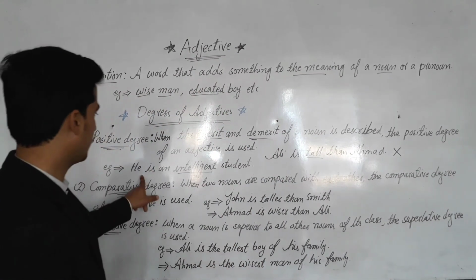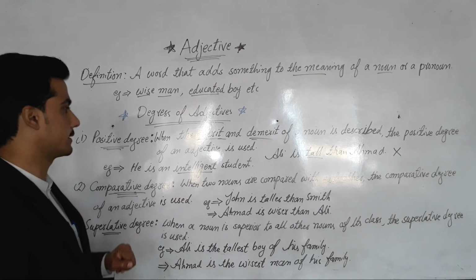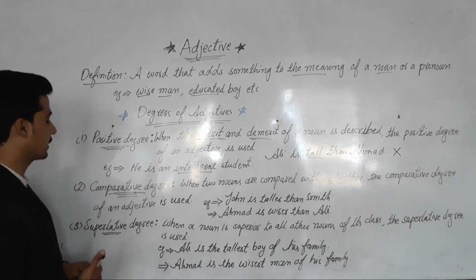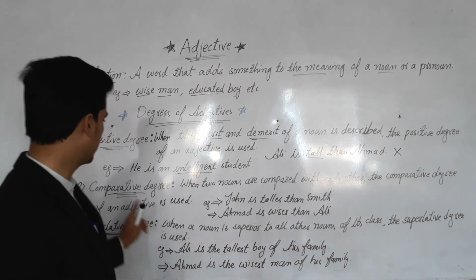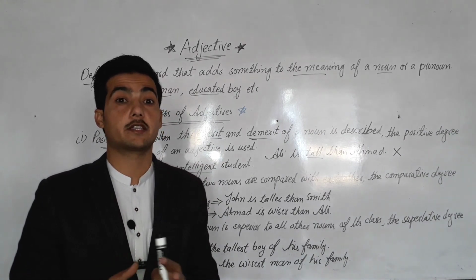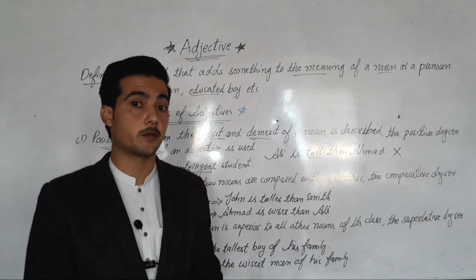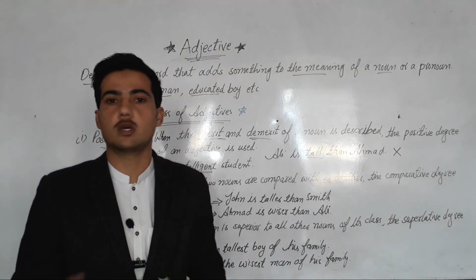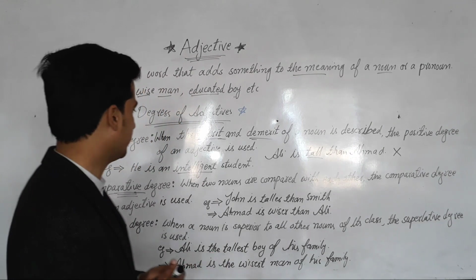Just look at it. If you look at here, it describes only one person, that is he. Look at the second one, comparative degree. If you just look at the word comparative, it means that it has been taken from comparison. When we talk about comparison, there must be more than one person. We want to compare one thing with another. So okay, just look at it.